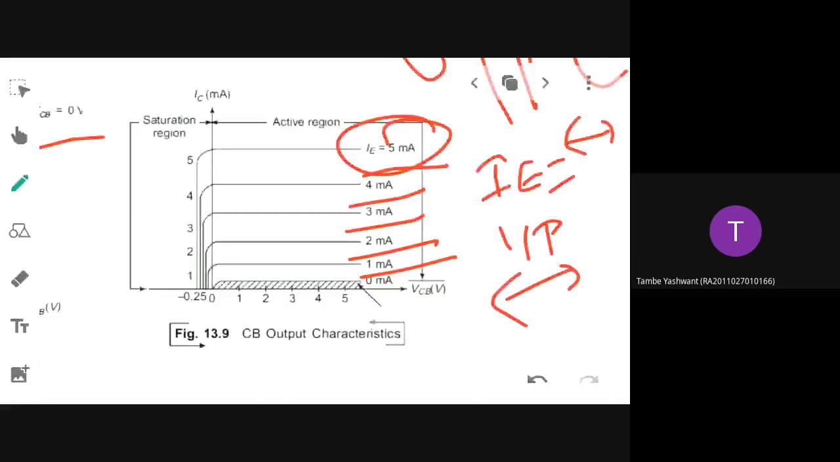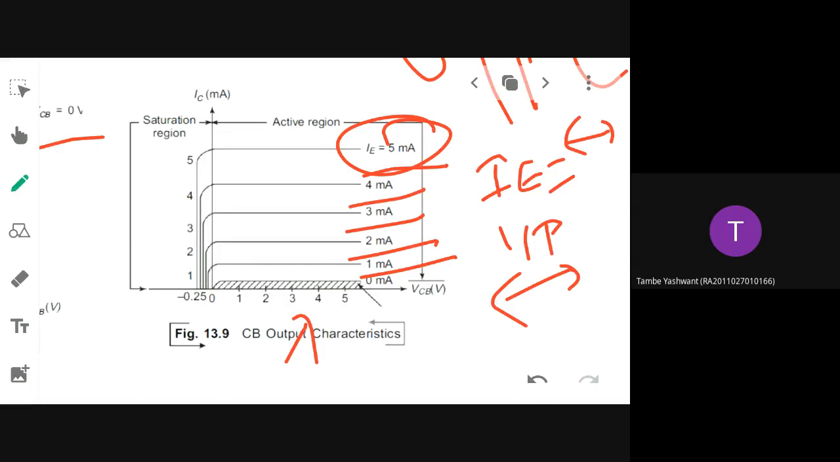So what is your output terminal? Base is grounded, emitter is input. So what is the terminal that is connected to the output? Collector. So you want to vary the collector parameter.